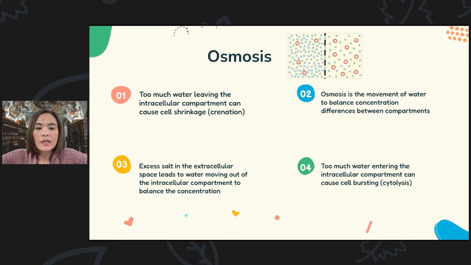Now, the excess salt in the extracellular or outside space leads to water moving out of the intracellular compartments to balance the concentration. And too much water entering the intracellular or inside space of the cell can cause the cell to burst. You also call that lysis.